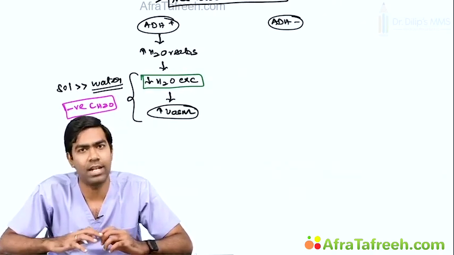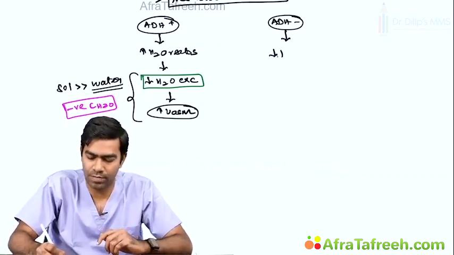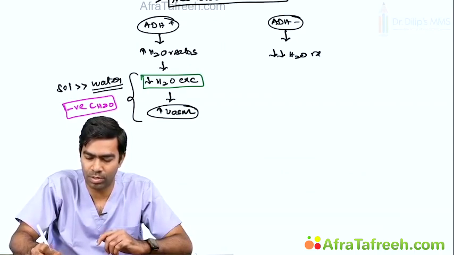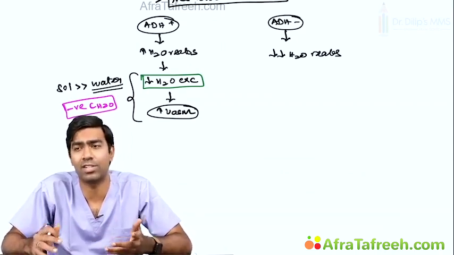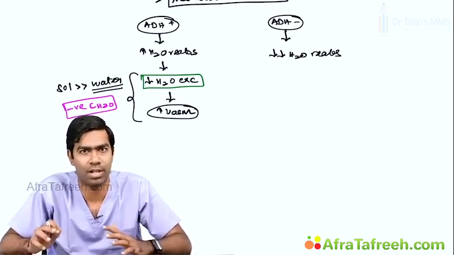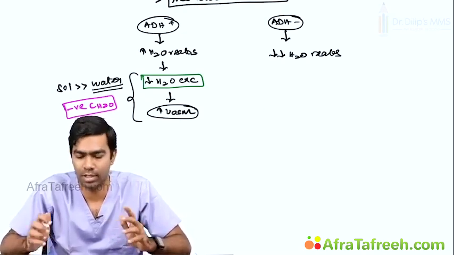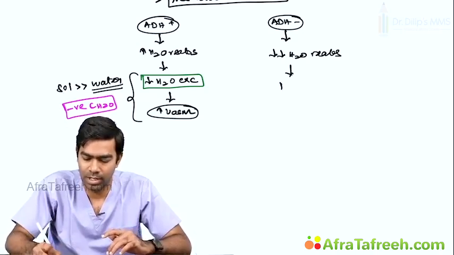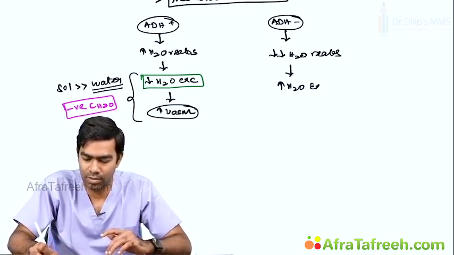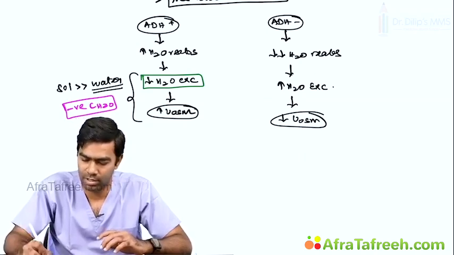Similarly, if ADH is absent and completely unavailable, you will result in very, very poor water reabsorption. And this ADH action is to absorb free water. It's not absorbing the solutes, please be careful. They are absorbing the water only. Clear? So there will be increased water excretion in this scenario. Because of that, the urine will get diluted, so urine osmolality will be reduced.